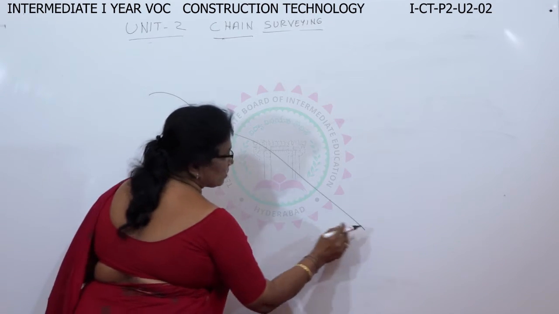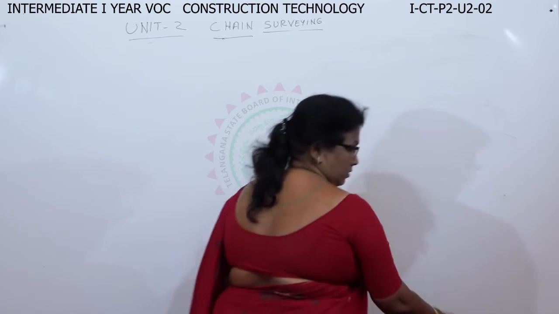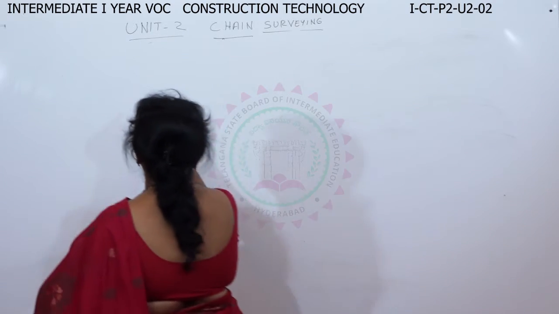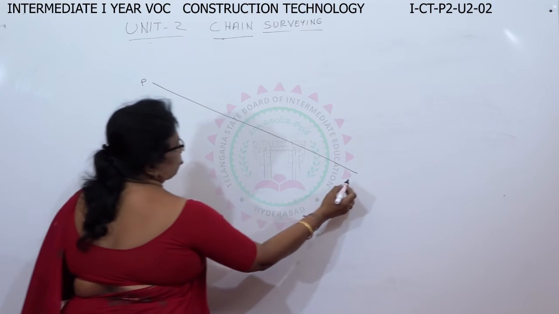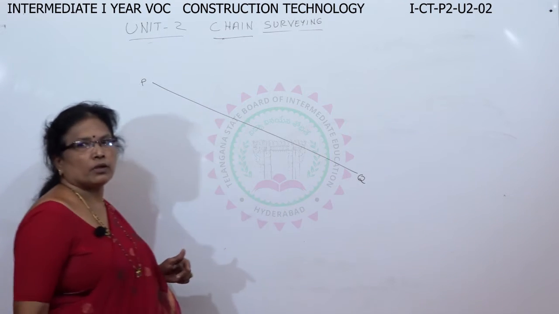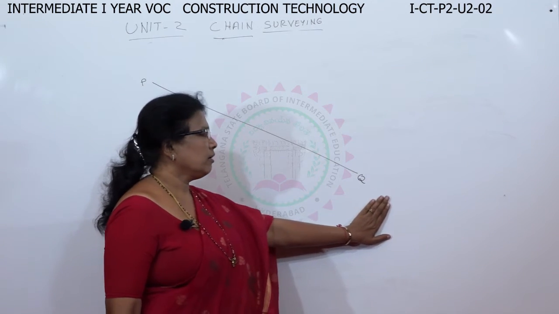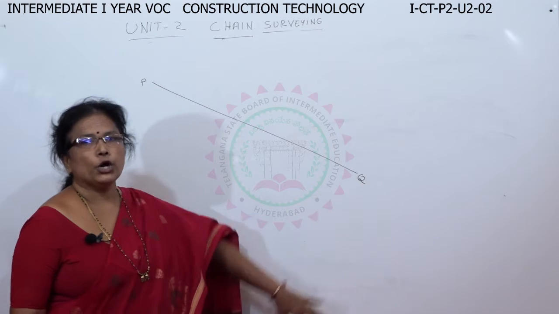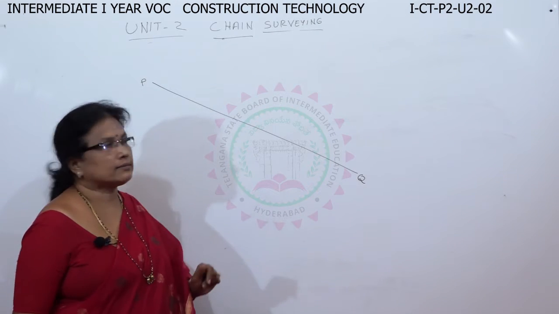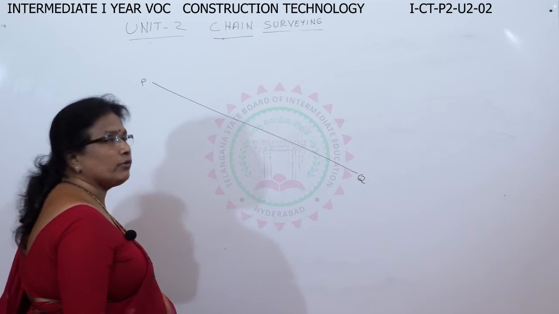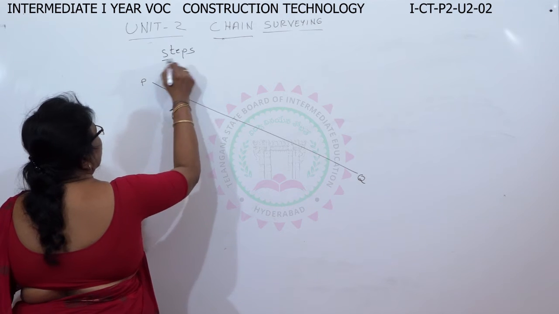See, suppose this is your sloping ground. Say this is P and Q. If you measure directly like this, the measurement you are getting will be wrong. Straight line is always the correct distance. So here, what you have to do is follow a step by step procedure.